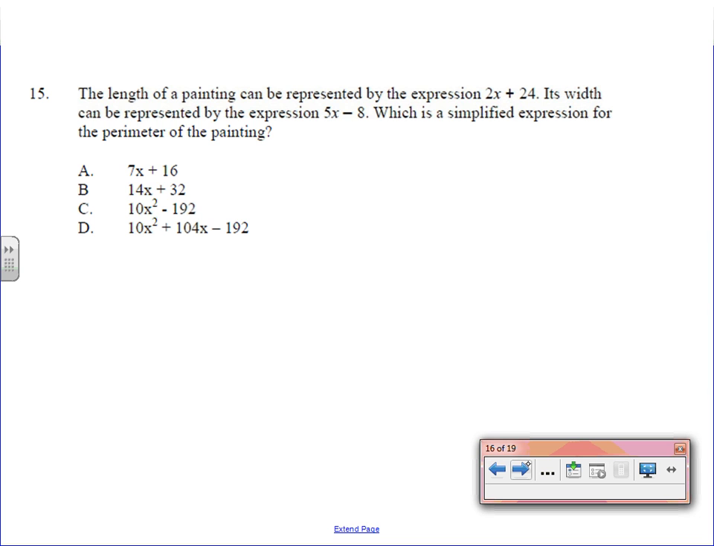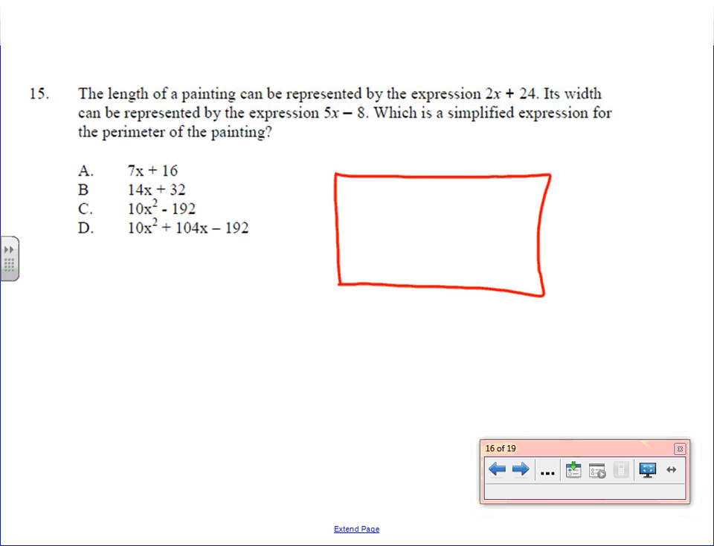15. The length of a painting can be represented by the expression 2x plus 24. The width can be represented with the expression 5x minus 8. Which is a simplified expression for the perimeter of the painting? All right, so let me draw the painting here. Here's the painting. It says here that the painting has a length of 2x plus 24. The width is 5x minus 8.